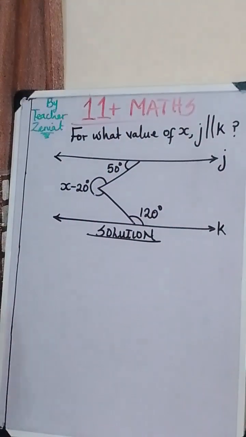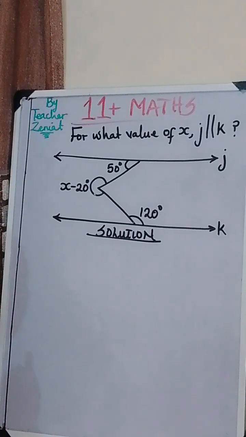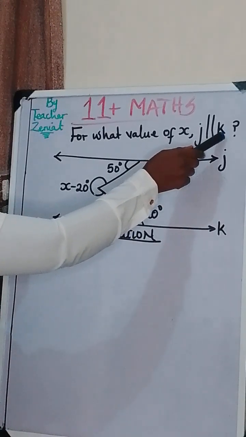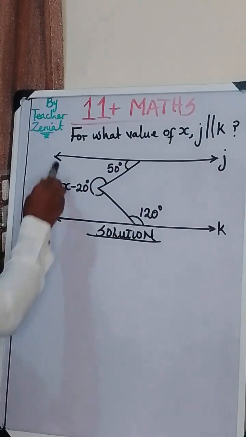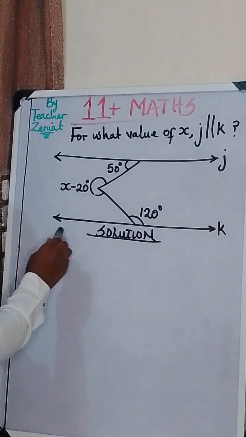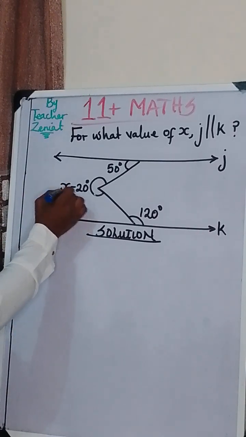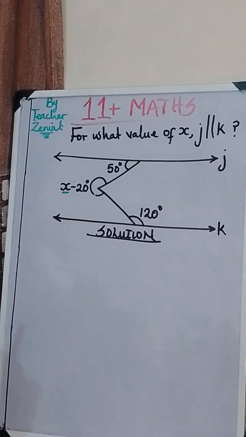Today on the board we have this question, a geometry question, and it says that for what value of x, j is parallel to k. So this is line j and this is line k. Okay, so we want to look for x in this value that we were given.